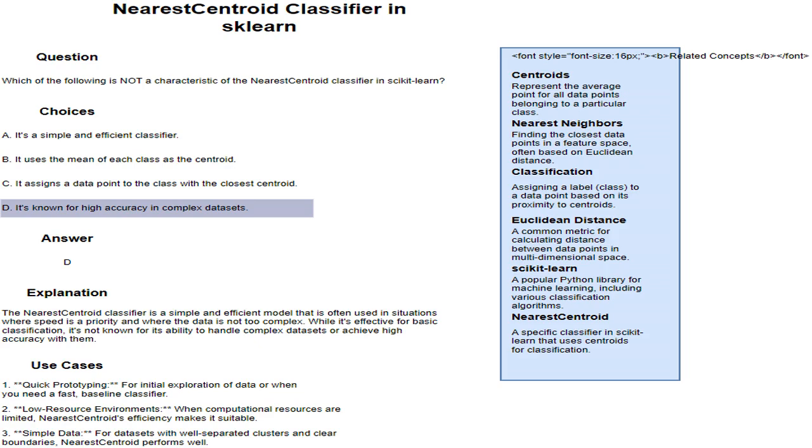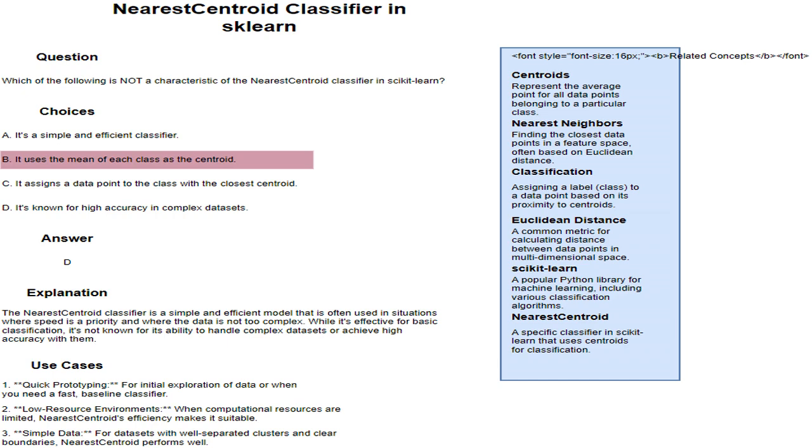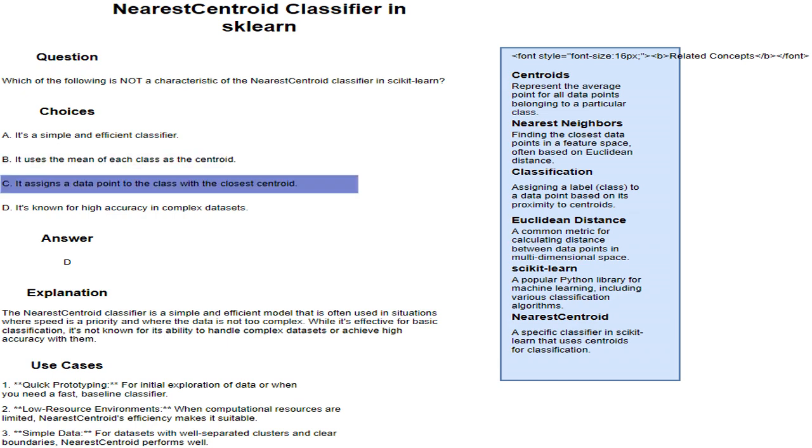A. Correct. Nearest centroid is indeed a simple and efficient classifier. It's computationally lightweight. B. Correct. The centroid is calculated as the mean of all data points belonging to a class. C. Correct. This is the core principle of the nearest centroid classifier. It assigns a data point to the class whose centroid is closest to the data point.